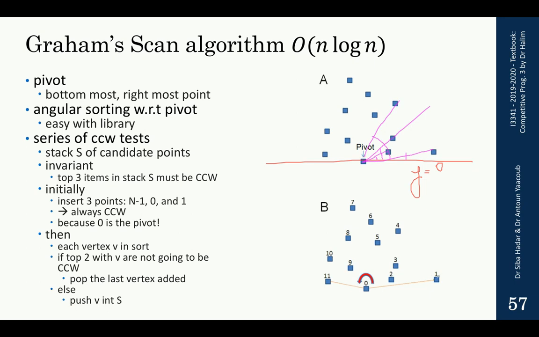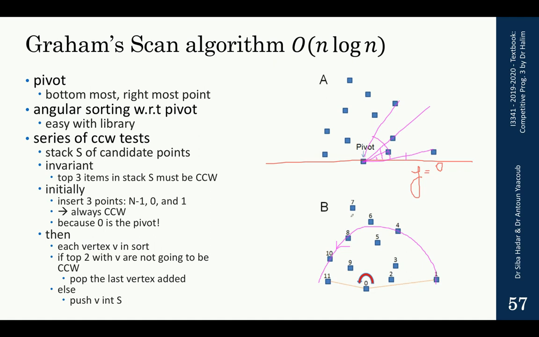So you will get, of course, the nearest to angle 0 is the point 1, the pivot being the point 0, and then consider this is an arc that is opening. So in this direction the points are sorted from 1 to 2 to 3 to 4, 5, 6, 7, 8, 9, 10, 11 in the example. So you do an angular sorting with respect to the pivot, and this is very easy with the library. You will see in the next slide how easy it is.